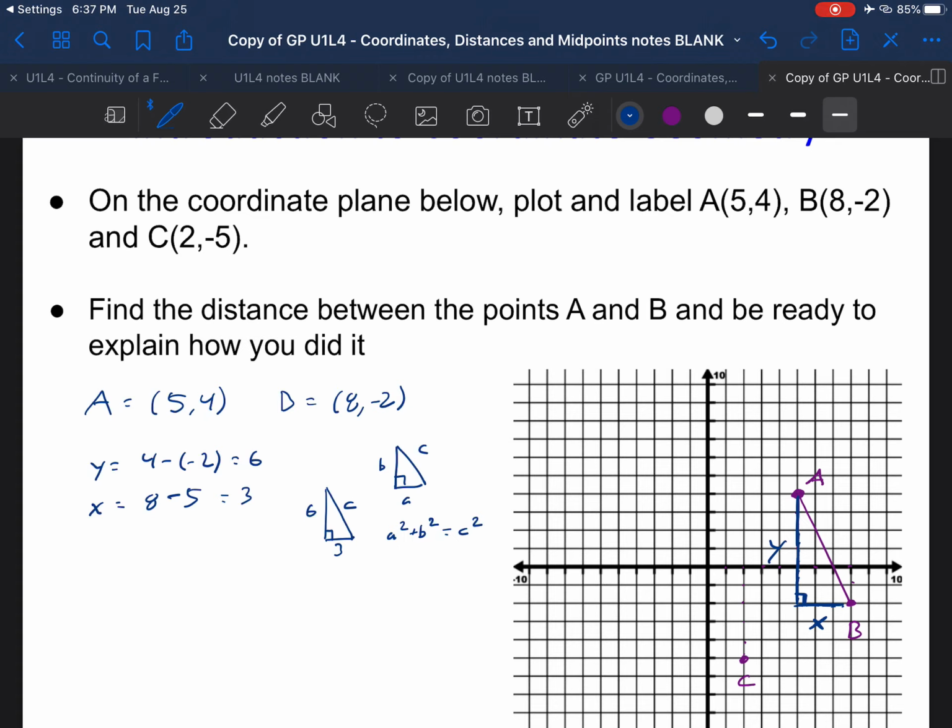Well, here, that's my C. So I can say that C squared is equal to 6 squared plus 3 squared. So C squared is equal to 36 plus 9. C squared is equal to 45. So C is equal to the square root of 45. And by the way, on the calculator, that could also be 45 to the 0.5, or you could do 45 to the 1/2 power.